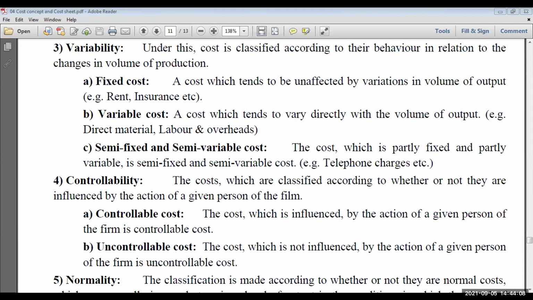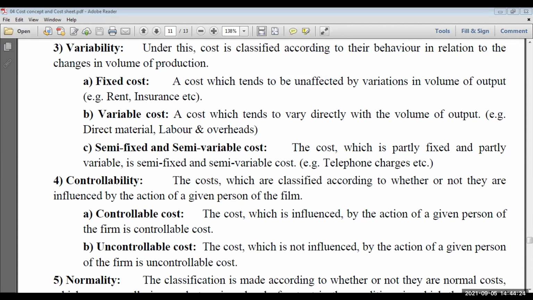So variable cost and fixed cost. Variable cost in total changes. Variable cost per unit remains constant. Fixed cost in total remains constant. Fixed cost per unit changes.